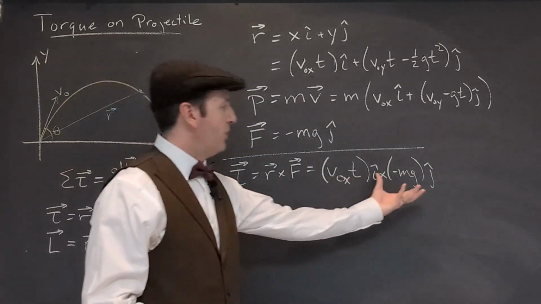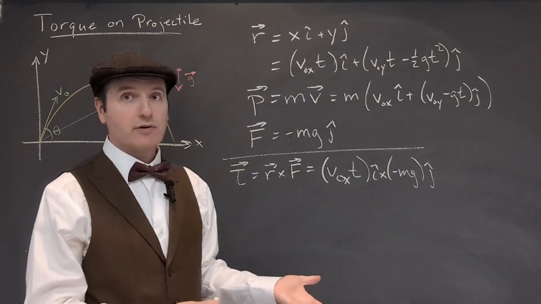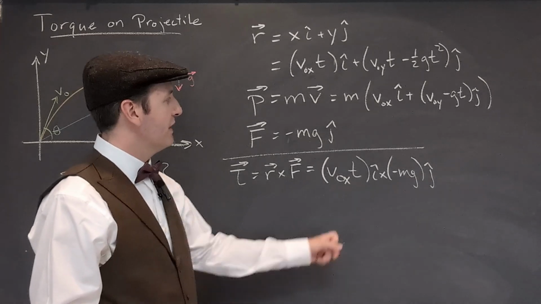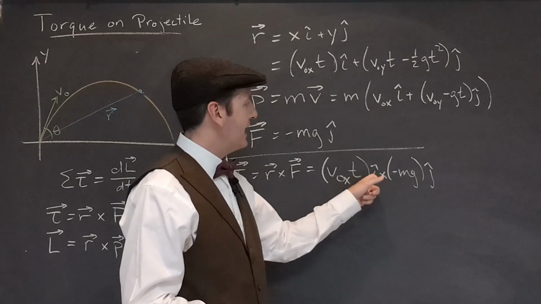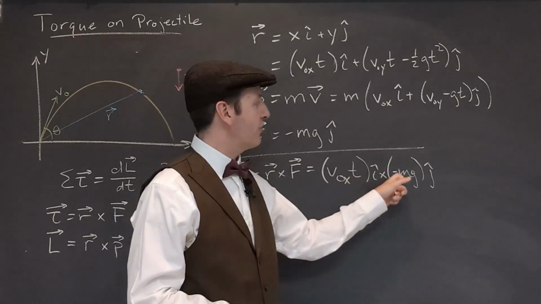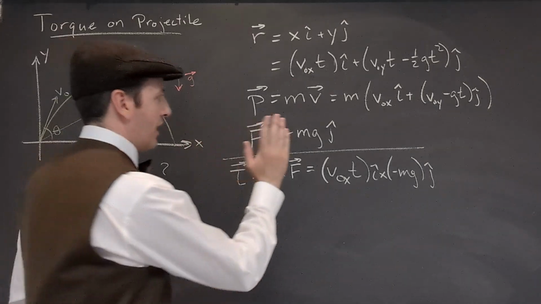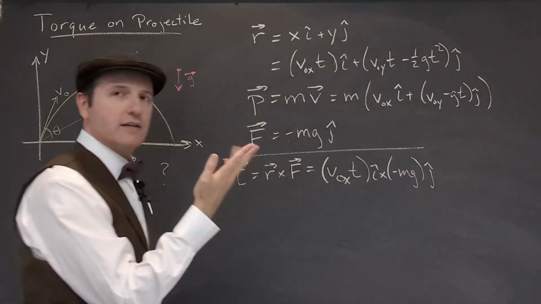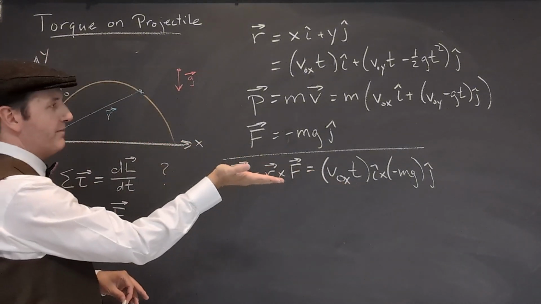Okay. Most of this stuff is either a constant, or if not a constant, it's a scalar, independent of vector direction. So I'm going to have a v naught x, a t, an m, a g, a negative sign, and the cross product i hat cross j hat. Now, your right-hand rule can let you figure that out. i hat comes first in the cross product, so take the fingers of your right hand, point them to the right. That's the i hat direction.